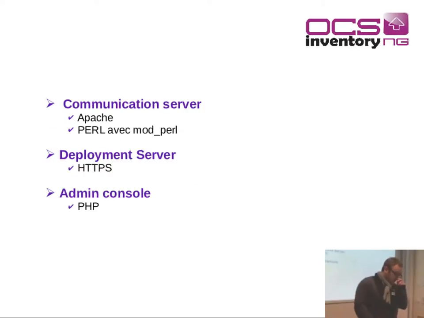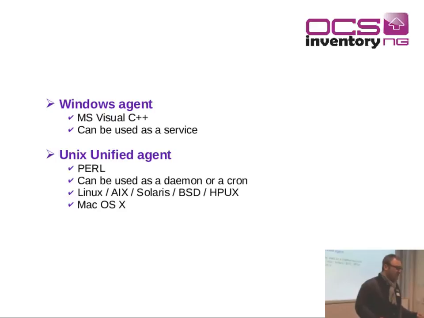The architecture of OCS Inventory is made of a communication server, the Perl motor, a deployment server using HTTPS, and an admin console using PHP. You've seen it already. You get the agents. There are lots of agents, but there are two main agents used now. The Windows agent, for sure, since most computers are running under Windows, and the Unix unified agent used for Linux machines, Solaris, BSD, certain Unix, and macOS.